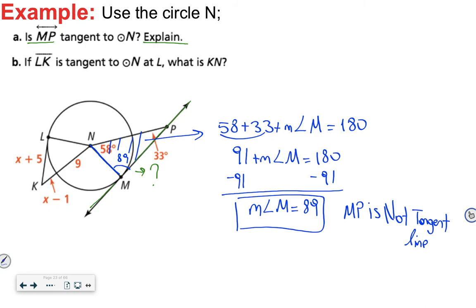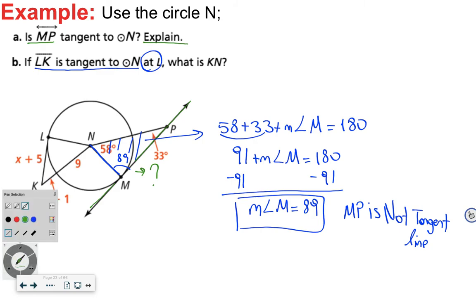Second part: if LK is a tangent to the circle at point L, what is KN? So this is given. This line is a tangent line. If this is a tangent line, the segment which is coming from the center is going to be perpendicular. So if the length of this part is 9, then you can also say that this is 9 as well. Why? Because these are radii.